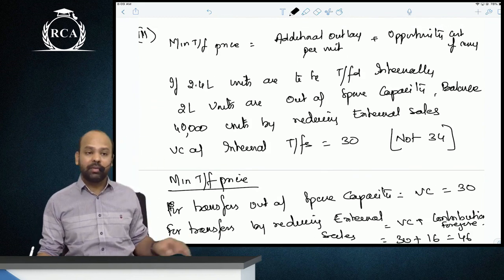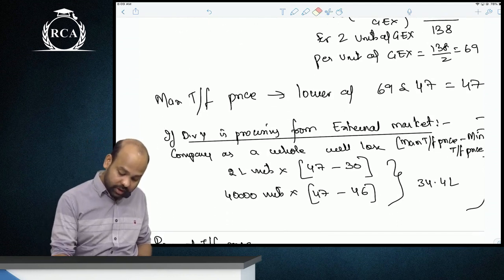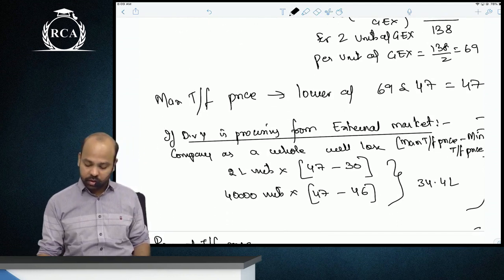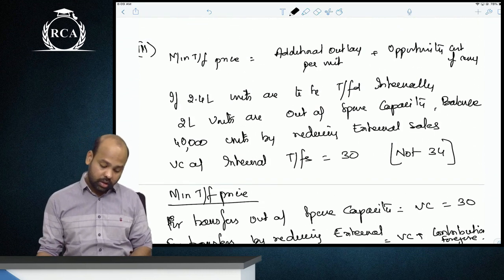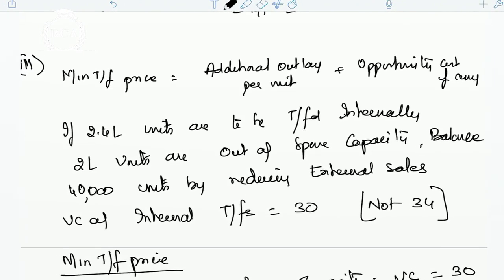Discuss why the top management should intervene. The company as a whole is losing. This is why the top management should intervene. Understood? Write down, all of you. This is the answer to the third bit. Write properly in your books.